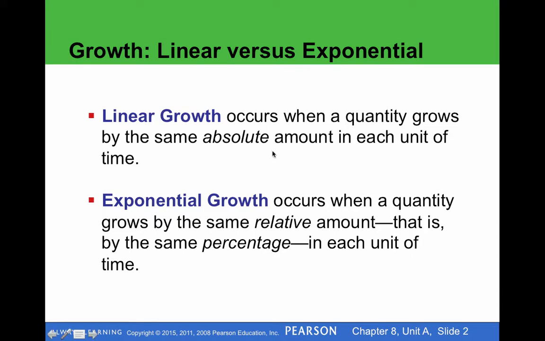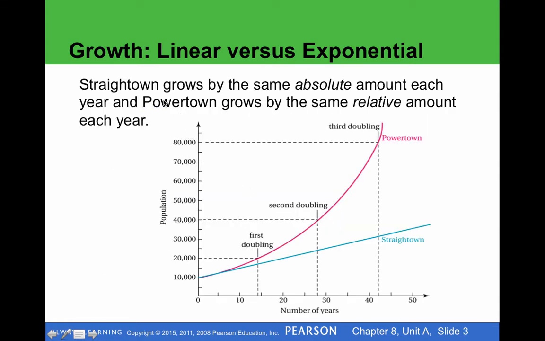Exponential growth occurs when a quantity grows by the same relative amount, that is, by the same percentage in each unit of time. The way we're going to see this is very similar to when we were doing our financial formulas with compounding, where the rate of interest was our growth rate, our percentage. Whenever we have exponential growth, we're going to be looking at growing by some percentage at each unit of time, per year, per month, per second, whatever. So there's a difference between an absolute amount in each unit versus a percentage in each unit of time.